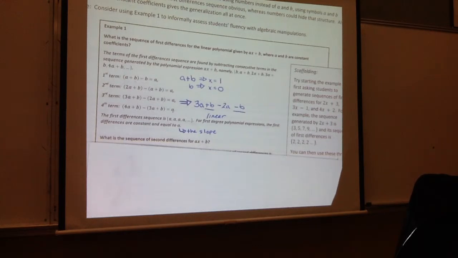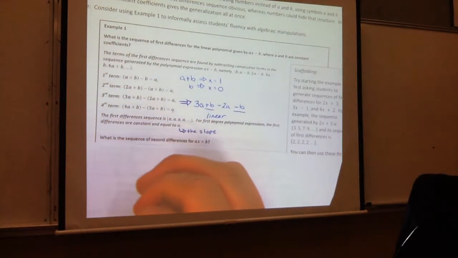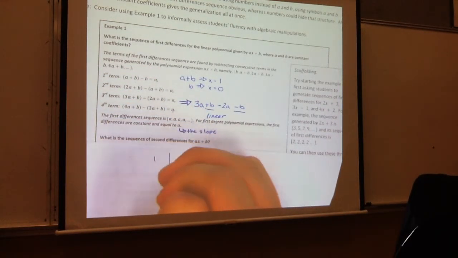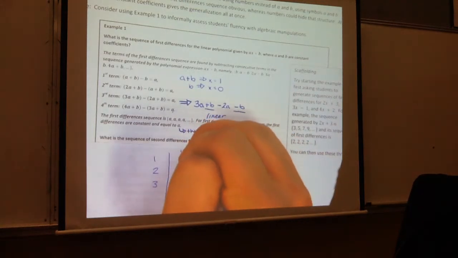When we look at the second differences, we're going to subtract the first differences. So if you think about this, we set up a table. The first term was a, the second term was a, the third term was a. Right? These are the first differences.